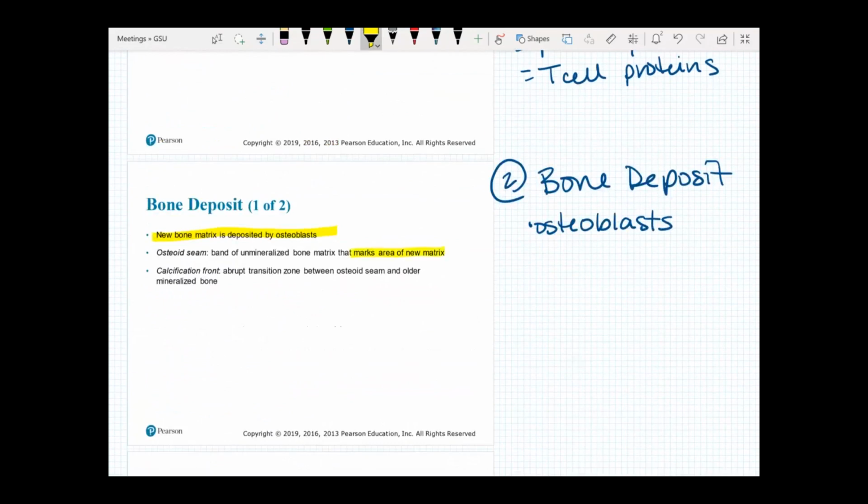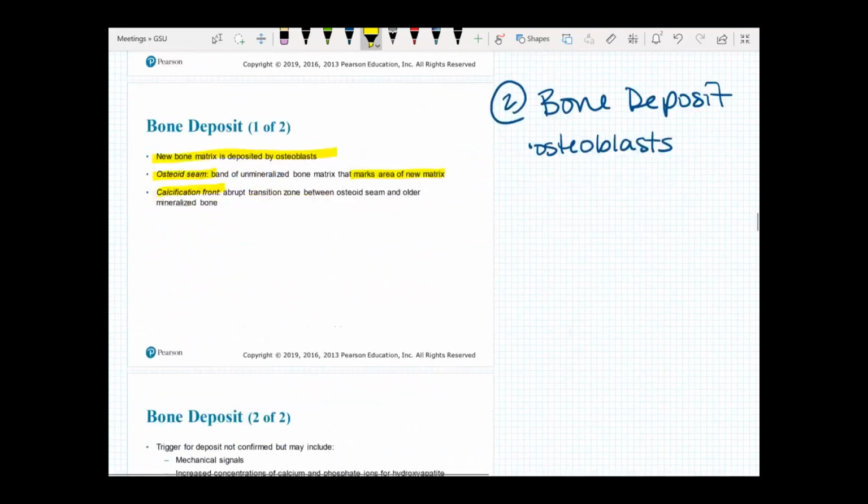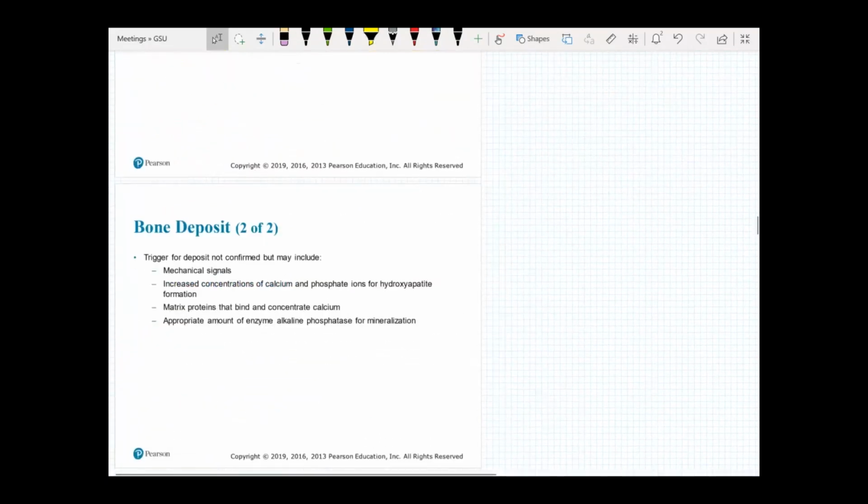The connection between the old and the new is going to be the osteoid seam. And then that calcification front is going to be that transition point from the osteoid seam to the old bone. So bone deposit is laying down new bone because the osteoblast will secrete the matrix outside and essentially harden. So that is what's happening with bone deposit.